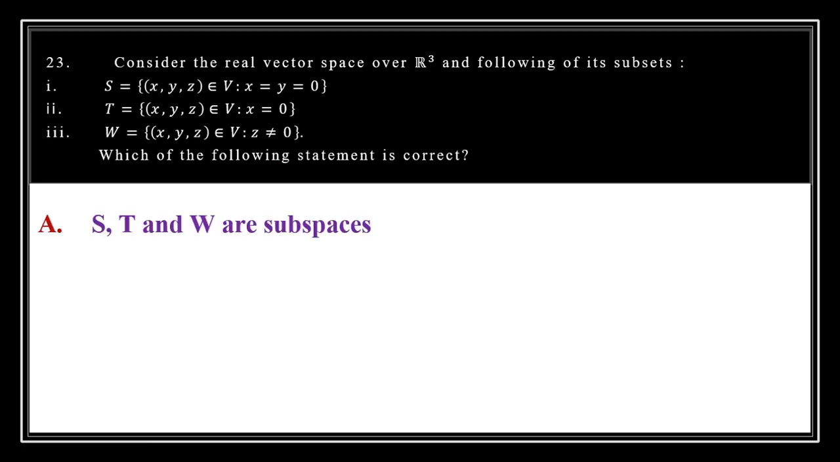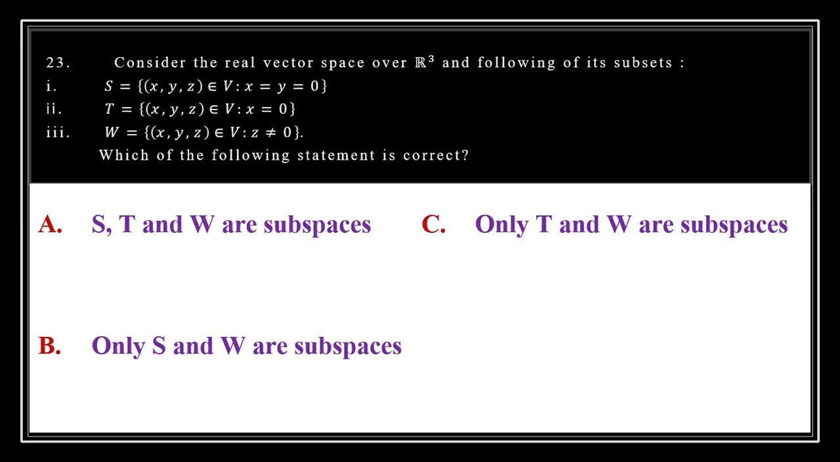Statement A, S, T and W are subspaces. Statement B, only S and W are subspaces. Statement C, only T and W are subspaces. Statement D, only S and T are subspaces.